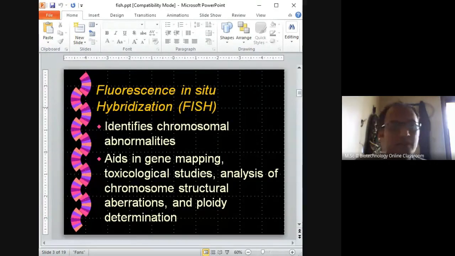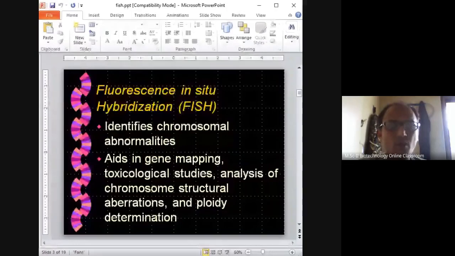Then next, it helps in gene mapping. All of us know what is meant by mapping: to locate on the map. Gene mapping is the identification of the locations of genes in a given chromosome or genome. We determine the order of genes in the chromosome. We call it gene mapping.